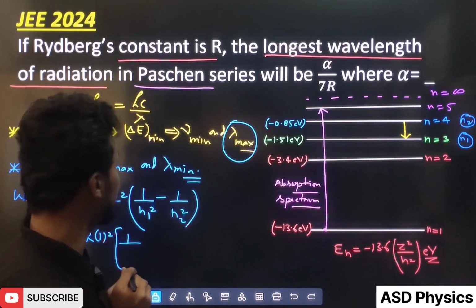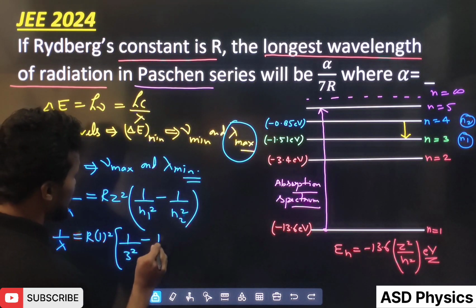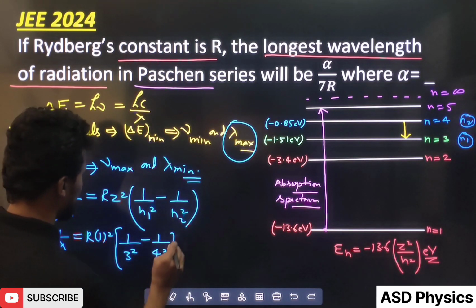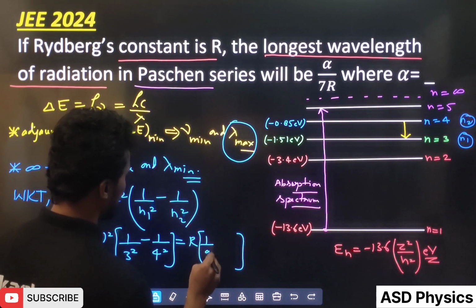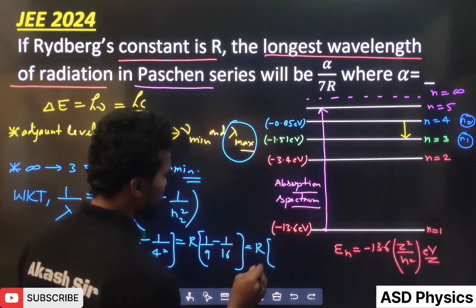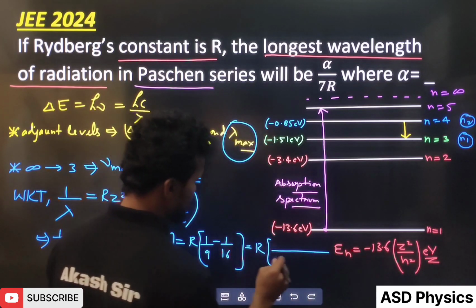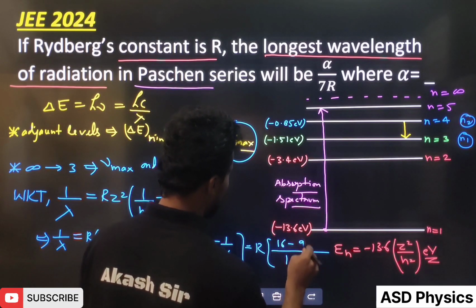So students, if I talk about n1, it will become 3, so 1 by 3 square minus 1 by 4 square here. That means R times (1 by 9 minus 1 by 16). Again we have to take the LCM. So 16 into 9, 144. And here it will become 16 minus 9.